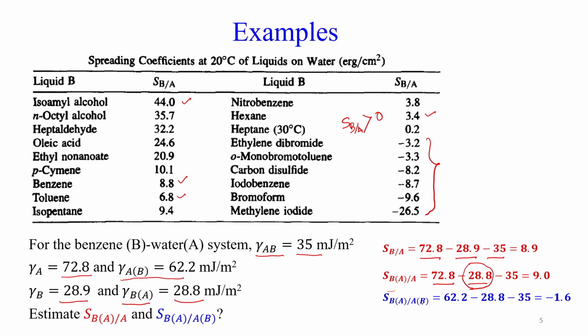But interestingly, if you calculate the spreading coefficient when benzene is saturated with water and water is saturated with benzene, there is a decrease in the surface tension of the water. It will be 62.2 minus the decreased surface tension of benzene 28.8 minus the interfacial tension. So, it comes out to be negative.